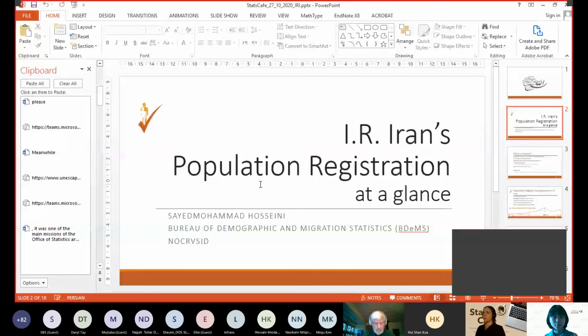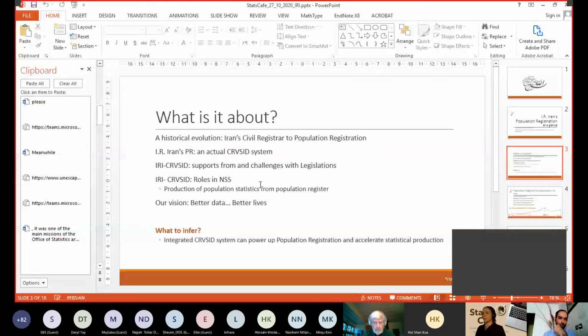First of all, let's review what we are going through. I start with a short history of how population registration in Iran evolved from a traditional civil register to its current state. Then I explain the term CRVS ID and how it fits with our strategic roles, and let's say population register, and next we will review some major legislative supports.